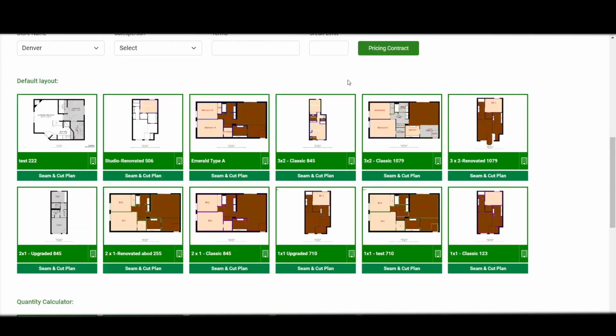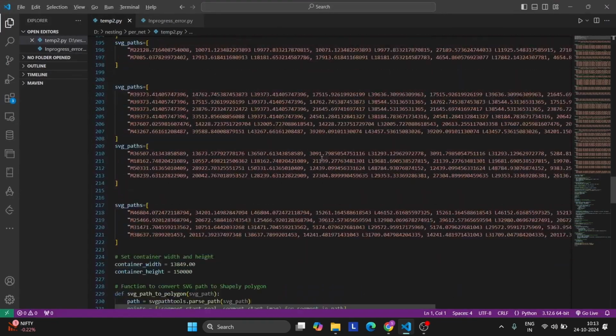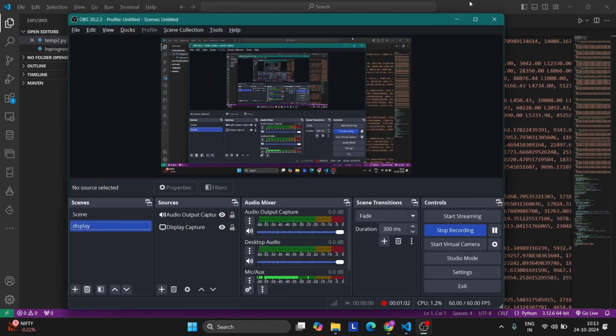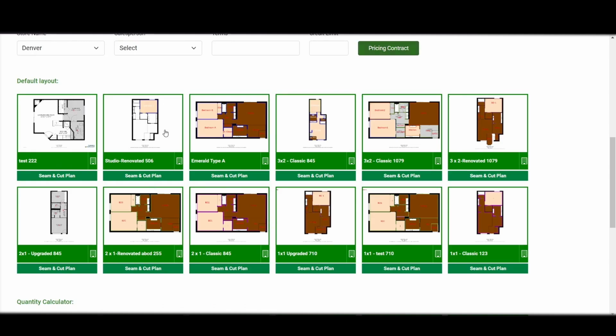We are developing an algorithm designed to efficiently pack 2D polygons as closely together as possible. This is our test case, basically, and let's move to our main ERP screen. And this is our ERP screen. These are the houses and plans that we are working on.